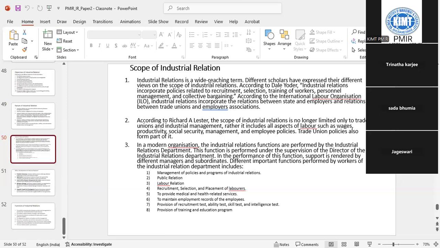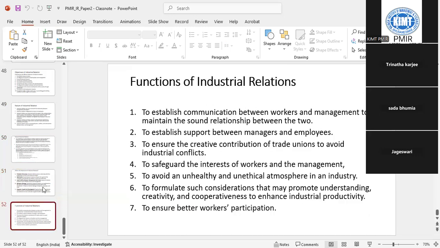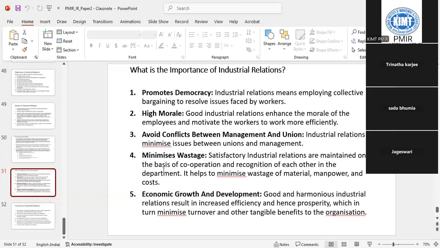So there are different definitions of this relationship, of this scope. Then we have importance. Then we have functions. Importance and functions. Why industrial relationship is very important and what it does.